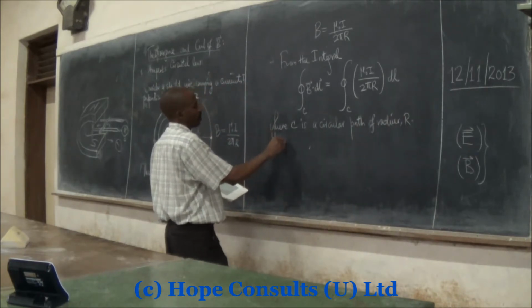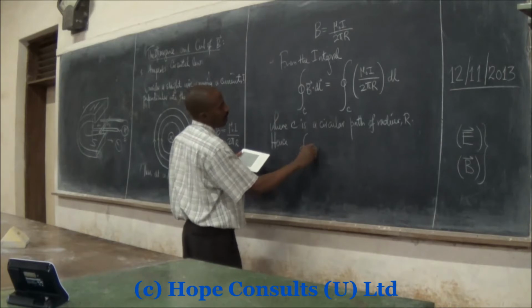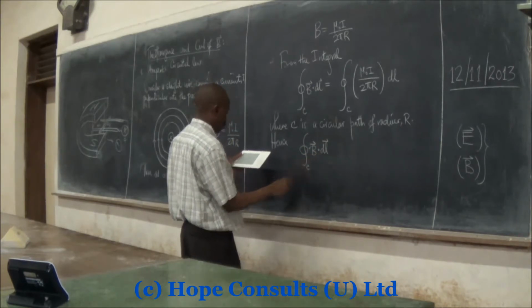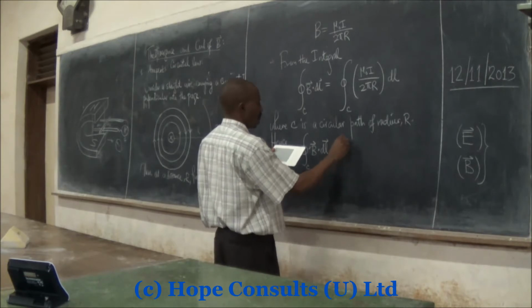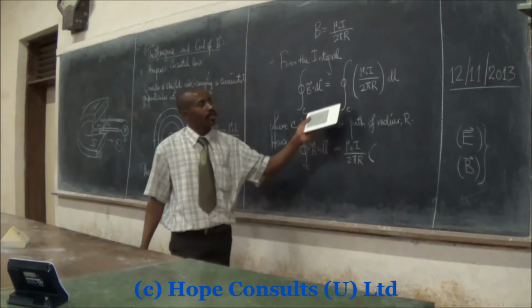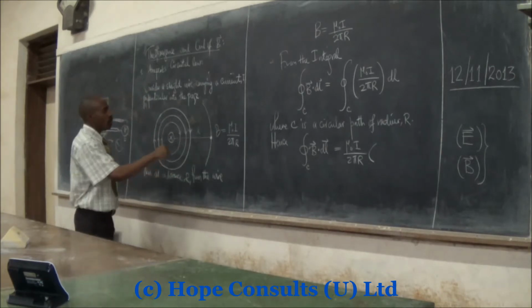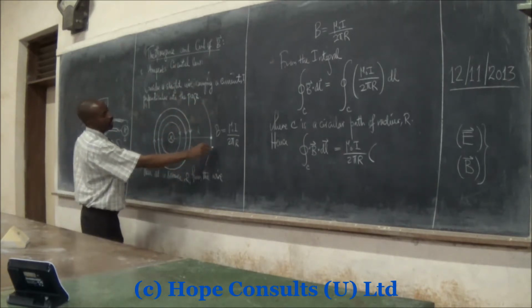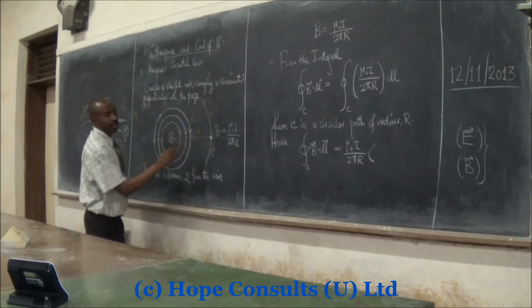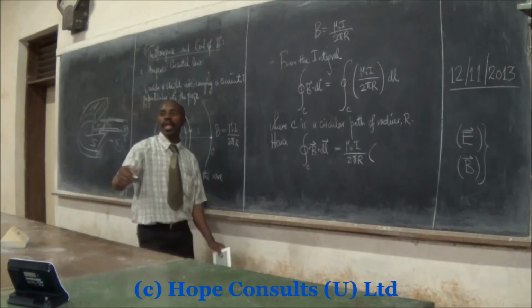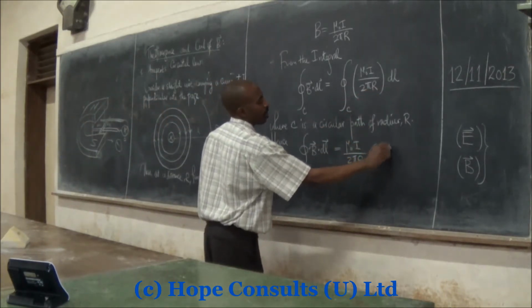Hence, the integral of B dot dl over the closed loop is equal to mu naught I over 2 pi R, multiplied by the integration along the whole of this loop, which has radius R. To move along it, you move along the circumference of a circle of radius R, meaning the total length after integration would be 2 pi R.